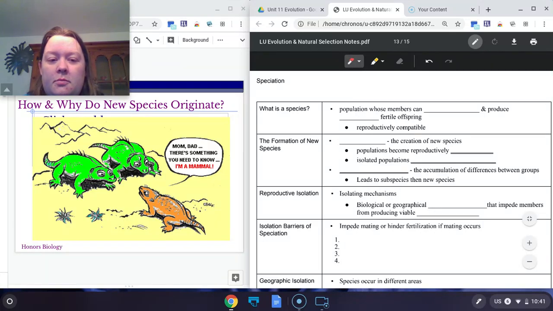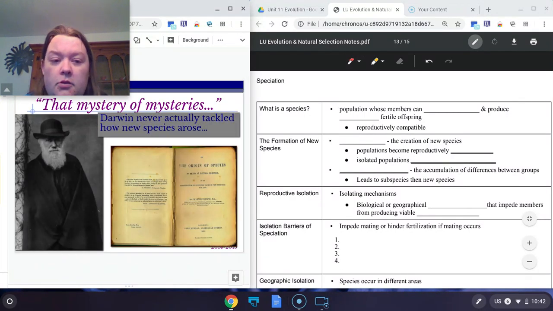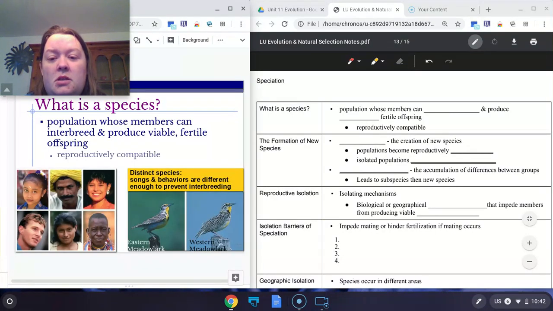Okay, welcome back. This is going to be our last PowerPoint in our evolution unit. So we're going to be talking about how and why new species originate. This process is going to be called speciation. Speciation is the development or creation of new species. So first, we're going to talk about what actually is a species.